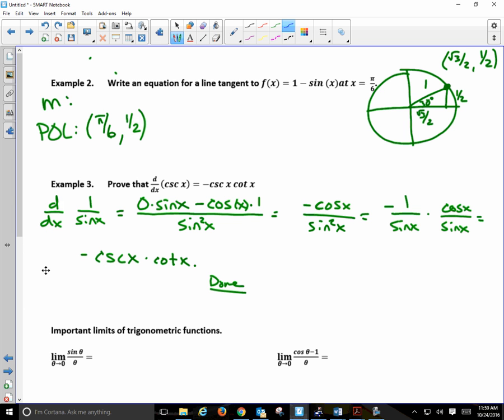Okay, how do I find slope? What do I do to find slope? Take the derivative. What's the derivative of 1? What's the derivative of sine? So I have a negative cosine of x. Great. Negative cosine of x. Is cosine the x value or the y value? It's the x value. So negative cosine of pi over 6 is going to be negative root of 3 over 2.